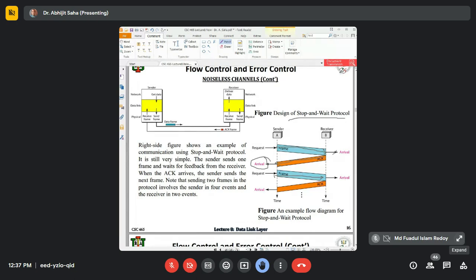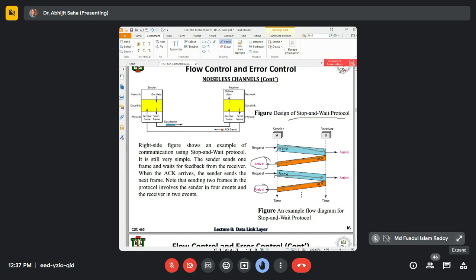The acknowledgement. When the frame arrives, the receiver is going to give an acknowledgement. So the sender understands that okay, the second frame has been received. This way, the third frame is sent, and it stops and waits for the acknowledgement. When the acknowledgement comes, then the fourth is sent. Something like that. Is it clear? Yes, sir.